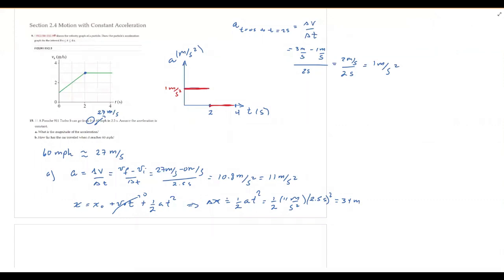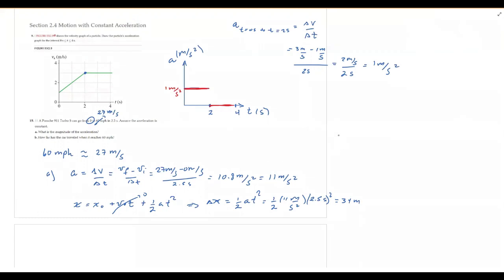Any questions? No questions? Professor, when do you know which formula to use? Like, there are three. Yeah. Always base it on what information is available, right?